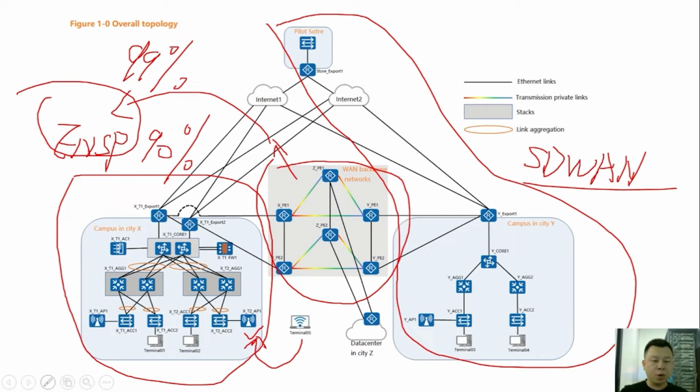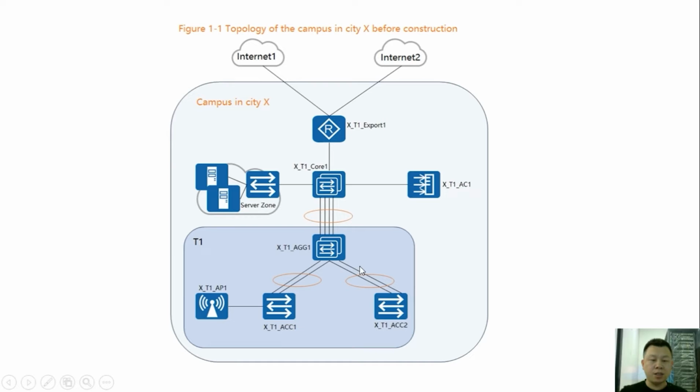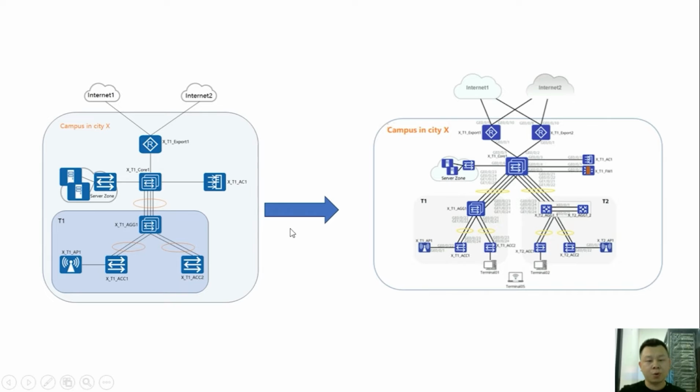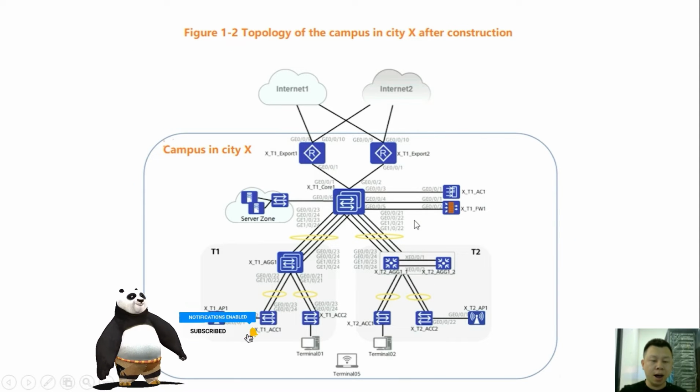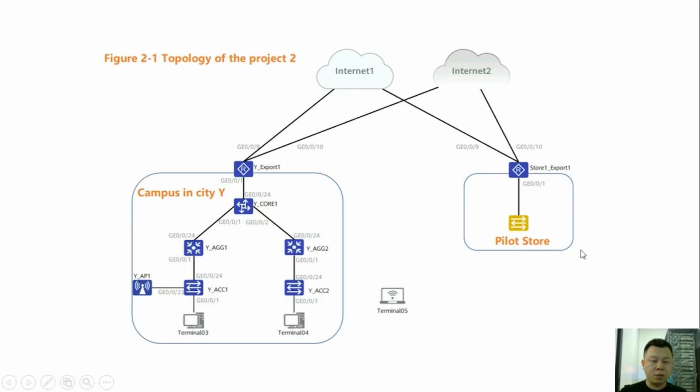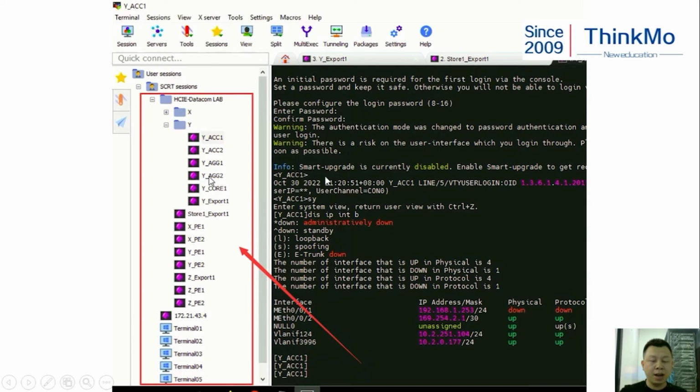Now let's take a look at the topology of the campus in City X before reconstruction. After the transformations, we will see the addition of a T2 office building. And then there's the addition of a new firewall. Next, we see the network of the campus in City Y and the pilot store. This side completely relies on our SDN controller called iMaster NCE Campus to perform cloud management operations to meet the respective requirements.